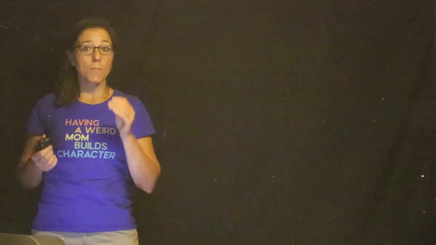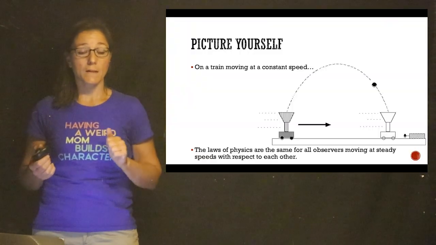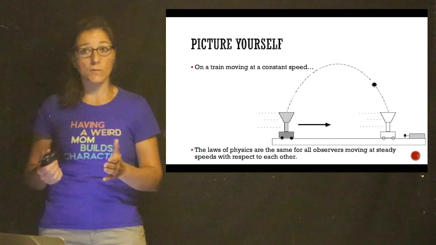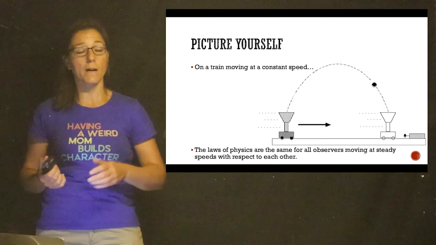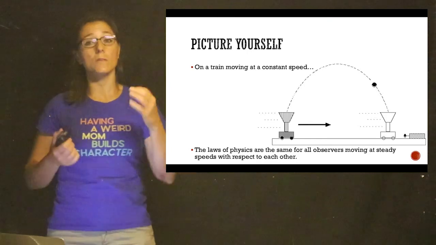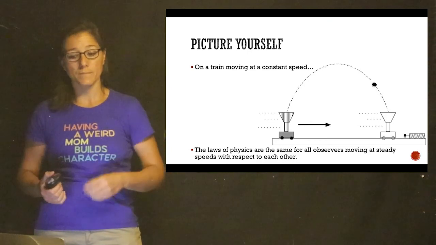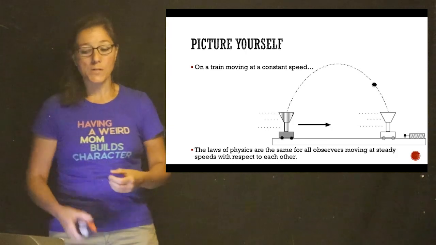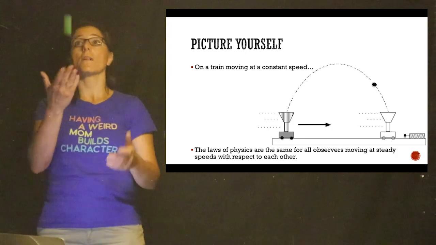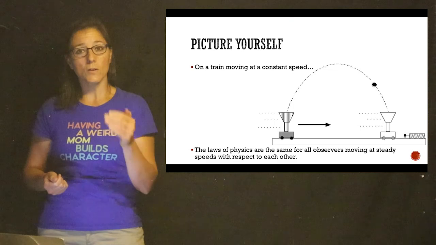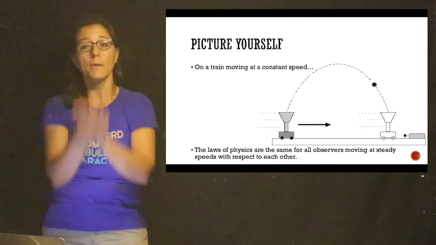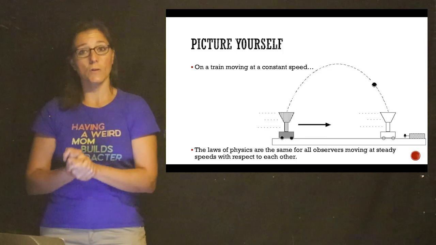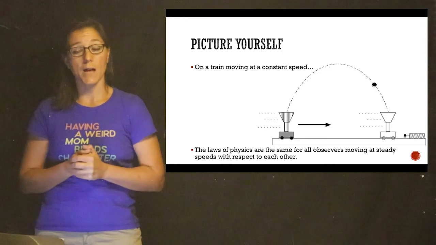Picture yourself on an enclosed train car moving at a constant speed. So you're not getting any faster or slower. Any objects you're holding in your hand are moving at the same speed you are, and we're not worried about air resistance because we're in an enclosed train car. You take an object and you throw it up into the air in front of you. How does it look to you? It should come up and come right back down into your lap if you're moving at a constant velocity.